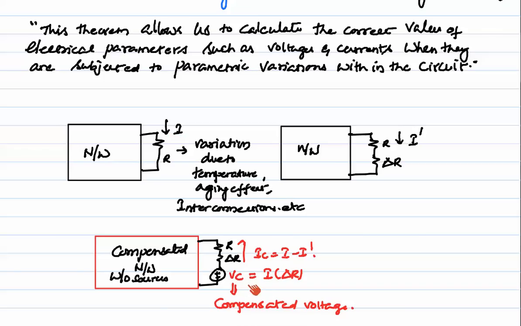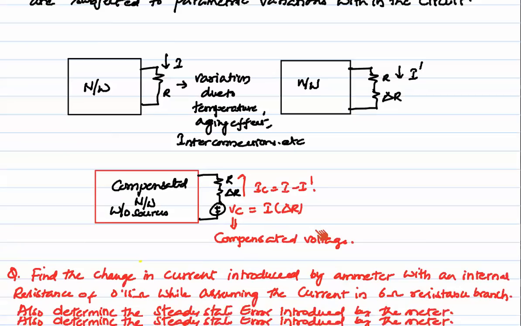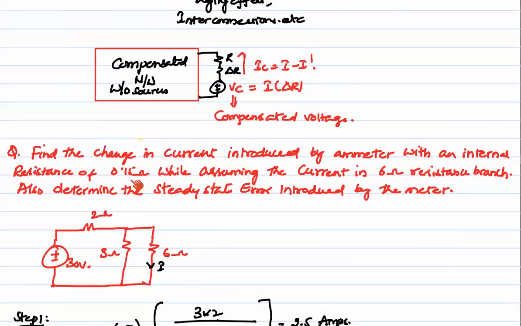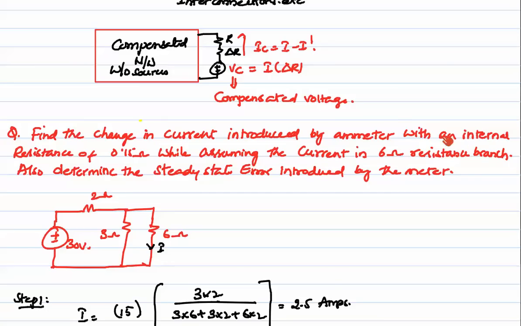that is the change in resistance. Delta R into I, where delta R is the change in resistance and R is the actual resistance. And the compensation current IC is equal to I in the first case minus I dash in the second case. To understand this concept, let's solve a problem. Find the change in current introduced by an ammeter with an internal resistance of 0.15 ohms, while assuming the current in the 6 ohms resistance branch.